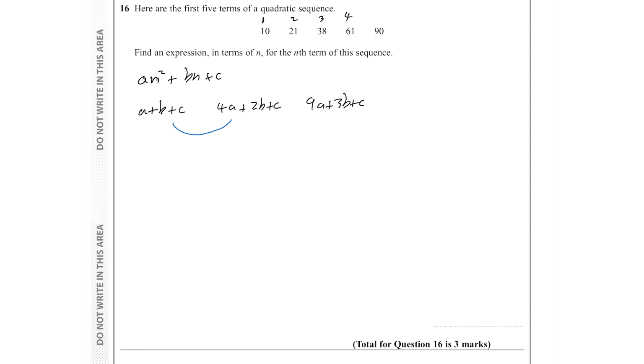Now if I find the difference between the first 2 and the second 2, that would be 3a plus b, and this would be 5a plus b. And if I find the difference between these two, that would be 2a. And as a sequence, that's 10, 21, 38. And if I find the difference between these two, that's 11. And the difference between these two is 17. And you'll see in a second why I've done this. So you can actually see how the quadratic formula works. And if I use the right color there, that is going to be 6.